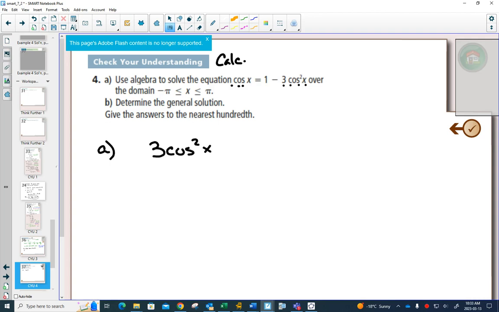To solve a quadratic equation, I can either factor or use my quadratic formula, but before I can do any of that, I need to make one side equal to 0. So I move the 3 cos squared x to the left side. I move the positive 1 to the left side. And now I have one side equal to 0.